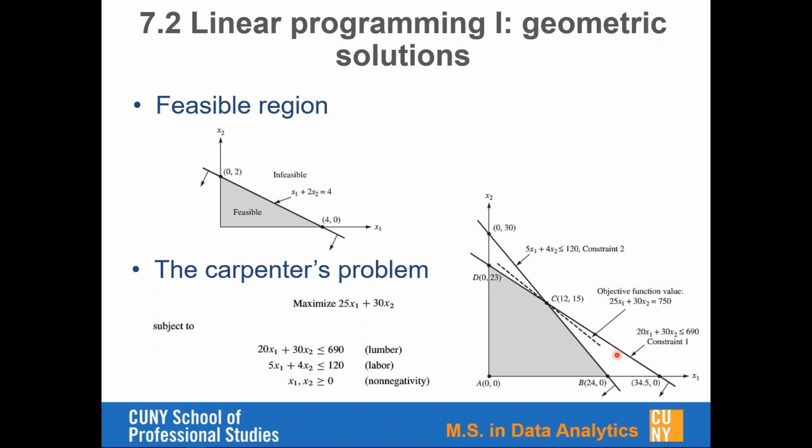Meanwhile, we have x1 greater than or equal to 0, so it has to be in this direction, and x2 has to be in that direction. If we put the intersection of all those 4 constraints together, we see this shape, which is the shaded area. We call this area the feasible region. That's important for the linear program. This area is called the feasible region.